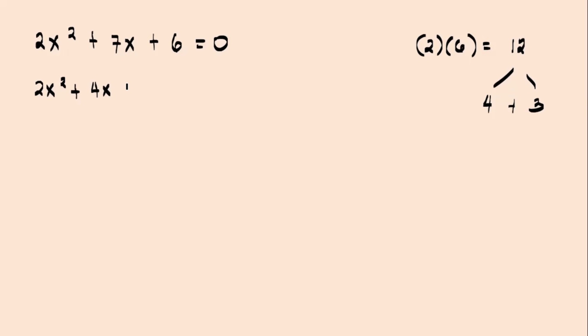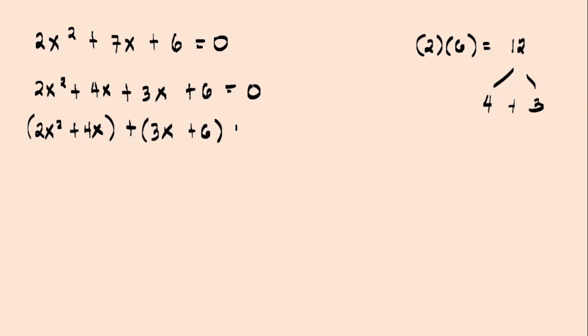Okay. And plus 3x plus 6 is equal to 0. Both positive, since positive yung 12 and positive yung 7. Okay? So next. Next is 2x squared plus 4x plus 3x plus 6 is equal to 0.